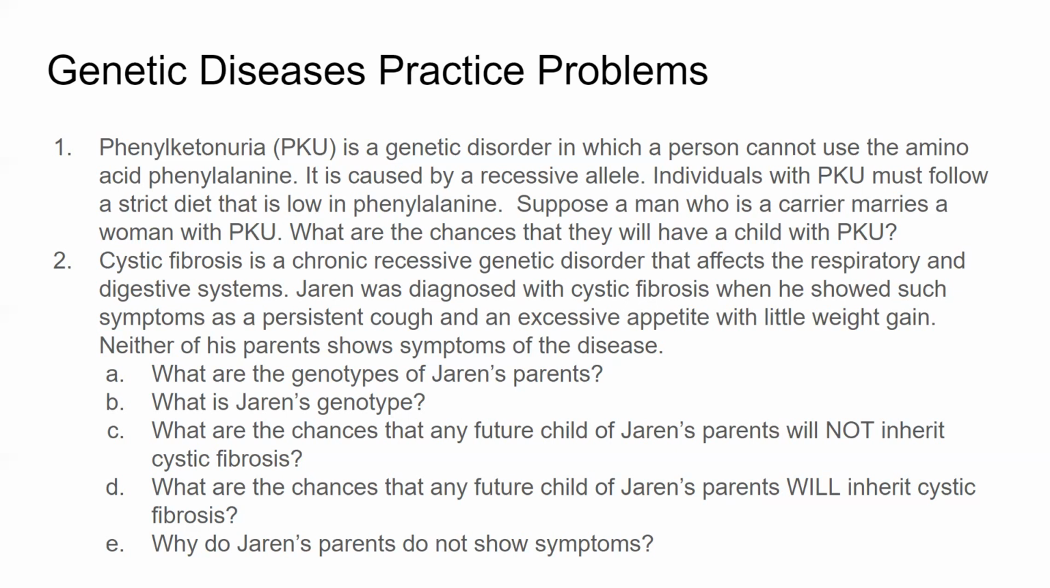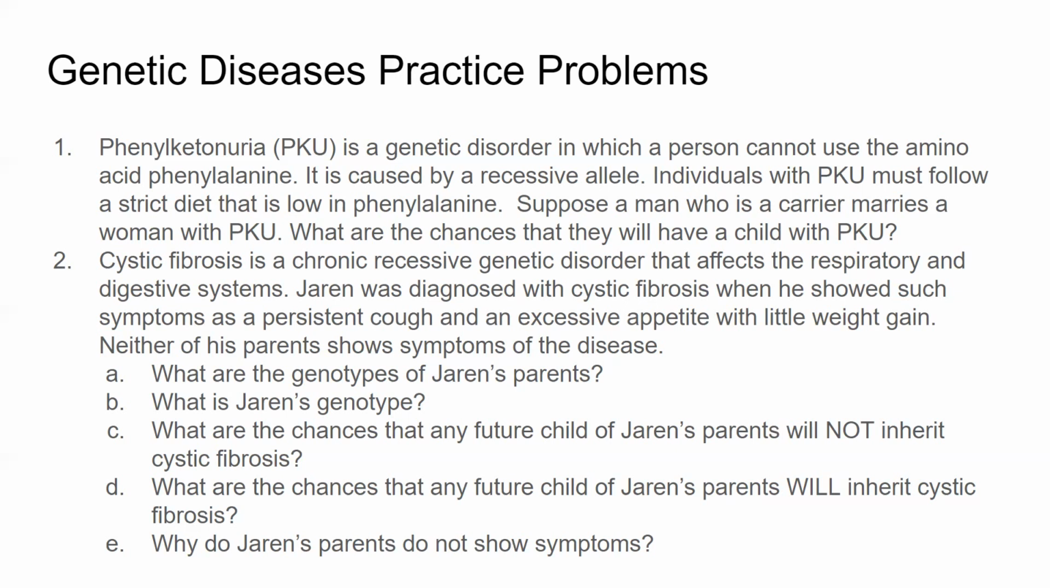These three will not get the disease, right? They can be carriers, but they will not inherit the disease. So this was C, 75%. Okay? Because 3 of the 4 will not have the disease. What are the chances that any future child of Jaron's parents will inherit cystic fibrosis? 25%. Just like it was 25% that Jaron got it, each kid is only 25%.